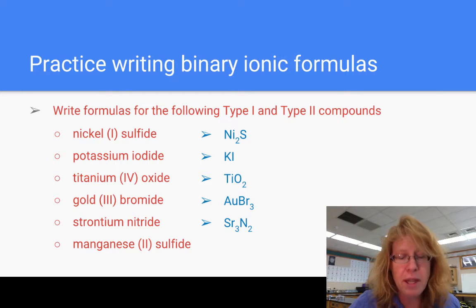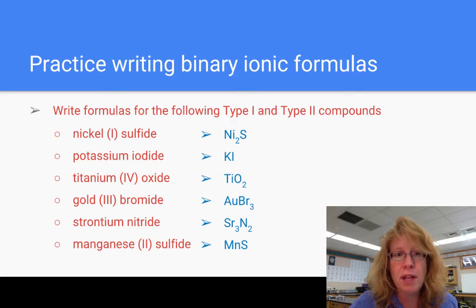Strontium nitride, this is a type 1 compound. Strontium is an alkali metal, so it's down there, or sorry, alkaline earth metal, so it's got a 2+ charge. Nitride has a 3- charge, so you just cross them down. And then manganese 2 sulfide, make sure you get that one right, it's not magnesium. Manganese is Mn. So if it's a 2+ and sulfide's a 2-, your formula is MnS. There you go. I hope you did pretty well on that.